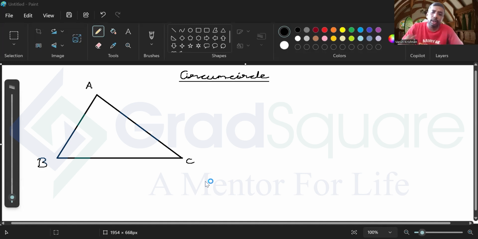So to understand what a circumcircle is, first we need to understand what a perpendicular bisector is. A perpendicular bisector, by the way, is a special type of construction that we can make in triangles. So how do we make a perpendicular bisector? It's there in the name itself.